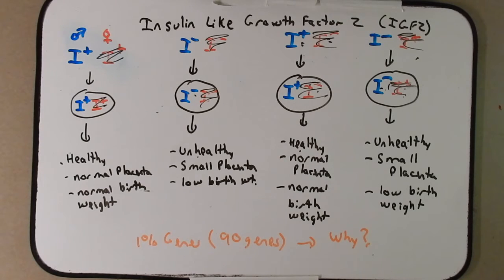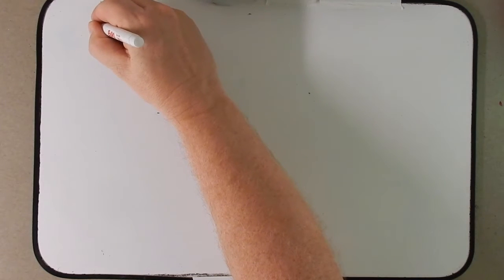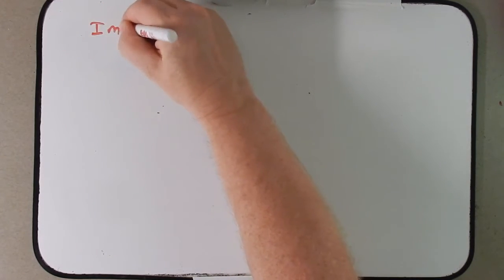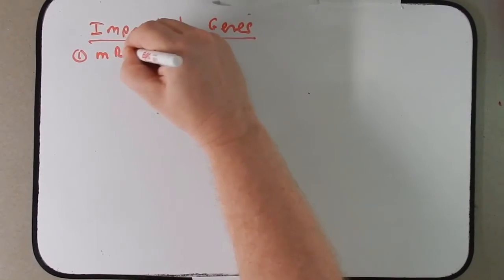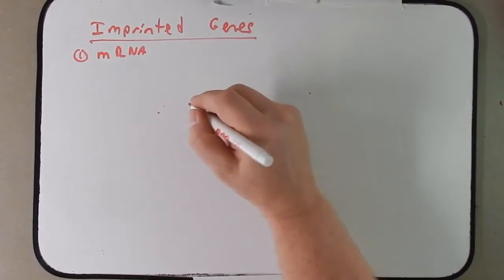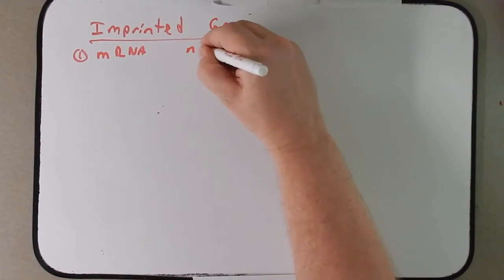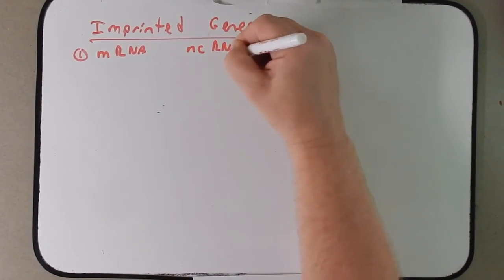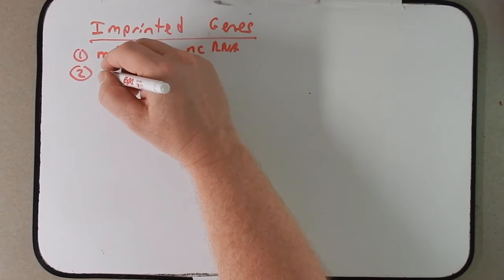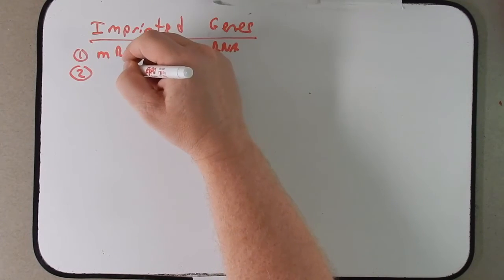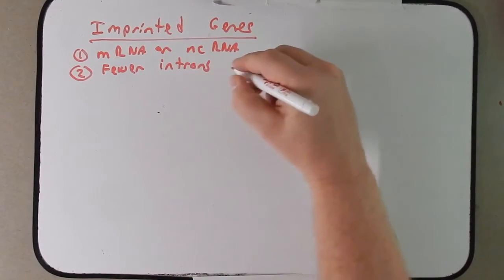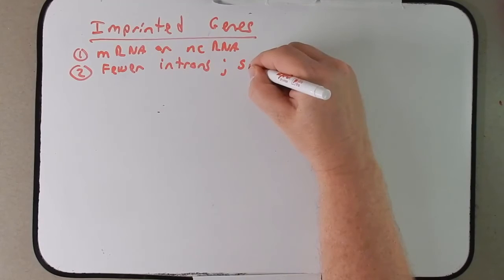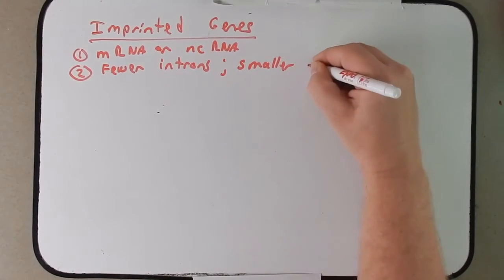So let's talk a little bit more about these imprinted genes. What do we know about imprinted genes? Let's just make a list here. We know they can be protein encoding, that is, they'll make mRNA, or sometimes they will be non-coding RNA that is produced from these genes. For whatever reason, we don't know why, but we know that imprinted genes have fewer introns, and the introns they have are smaller, so also smaller introns.